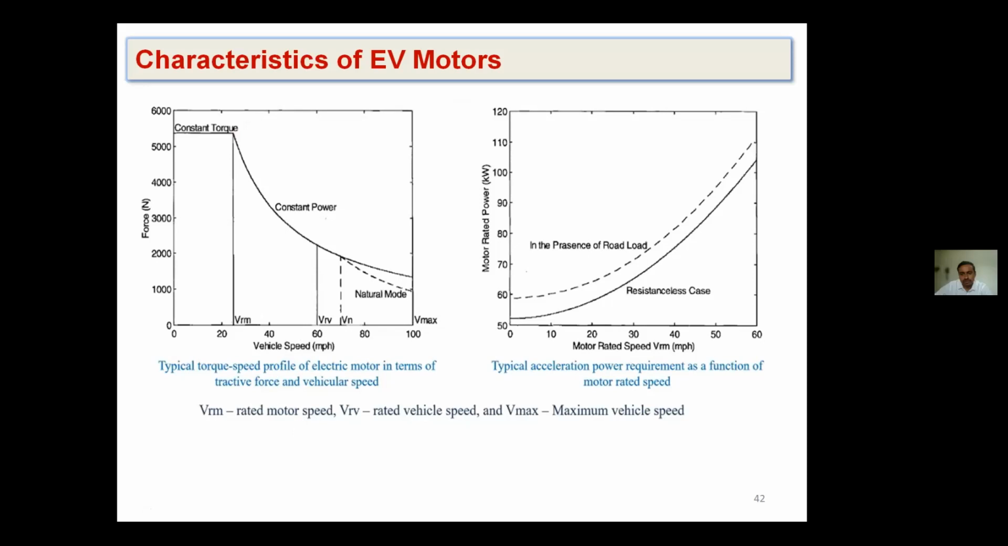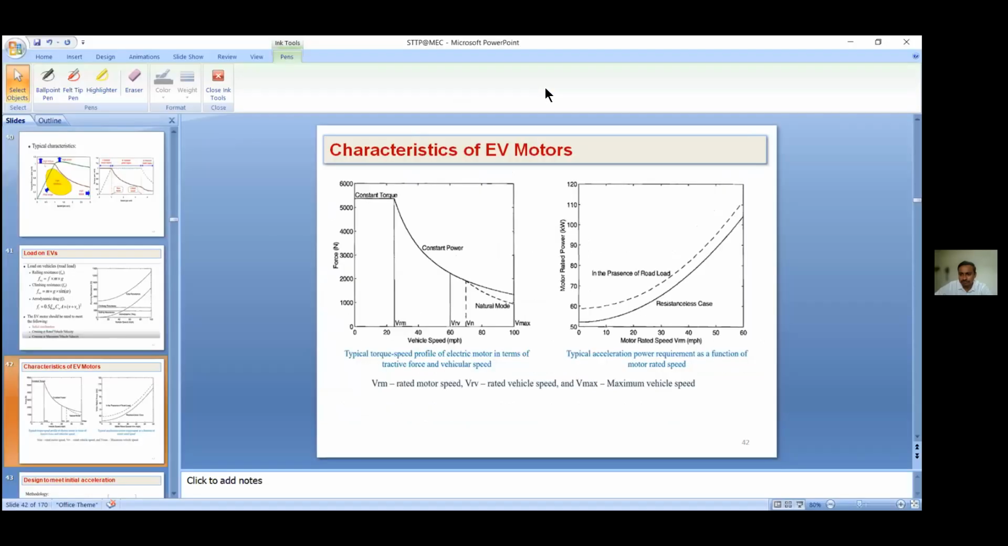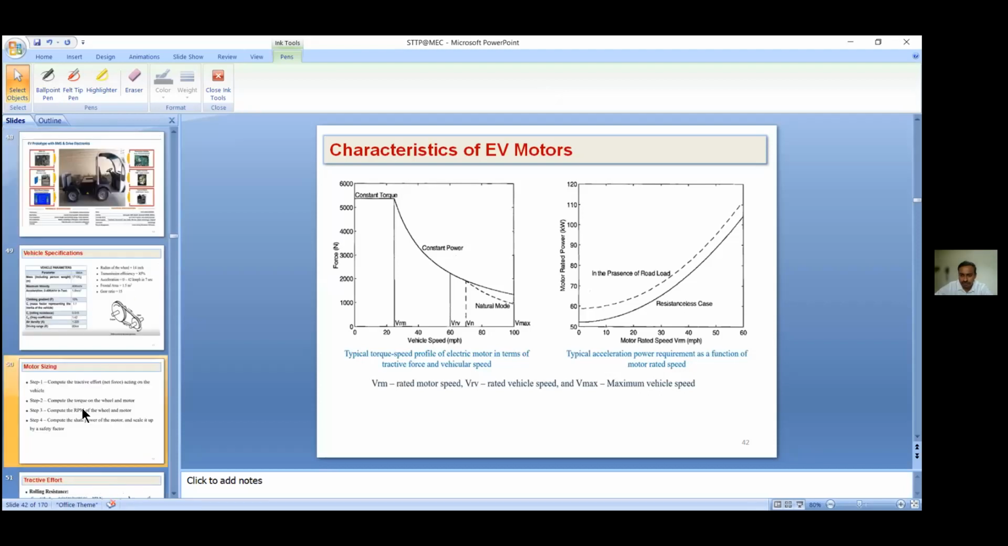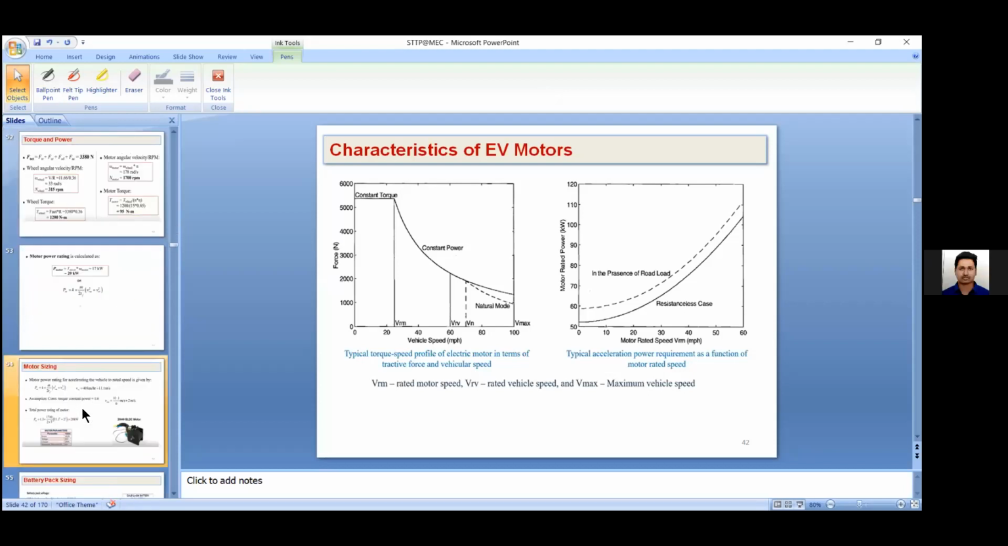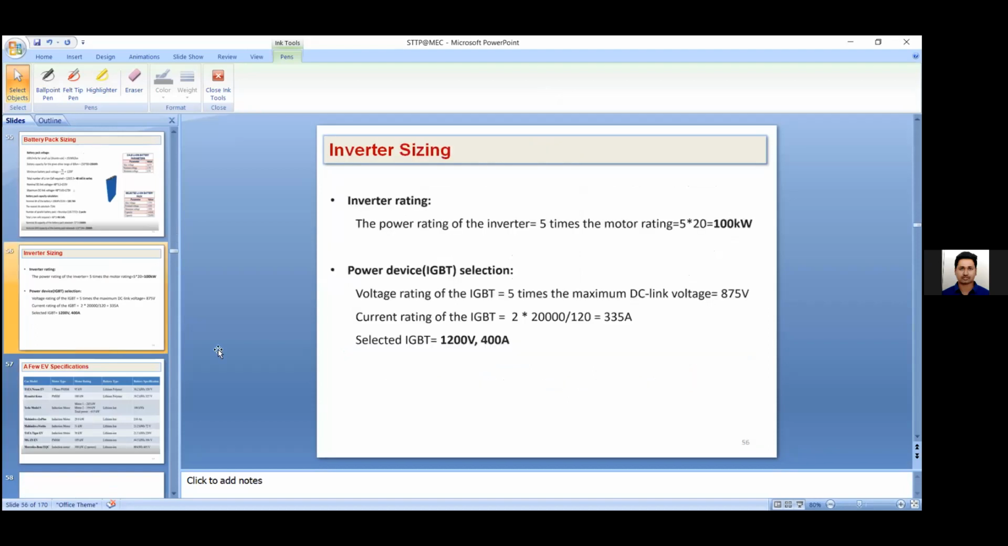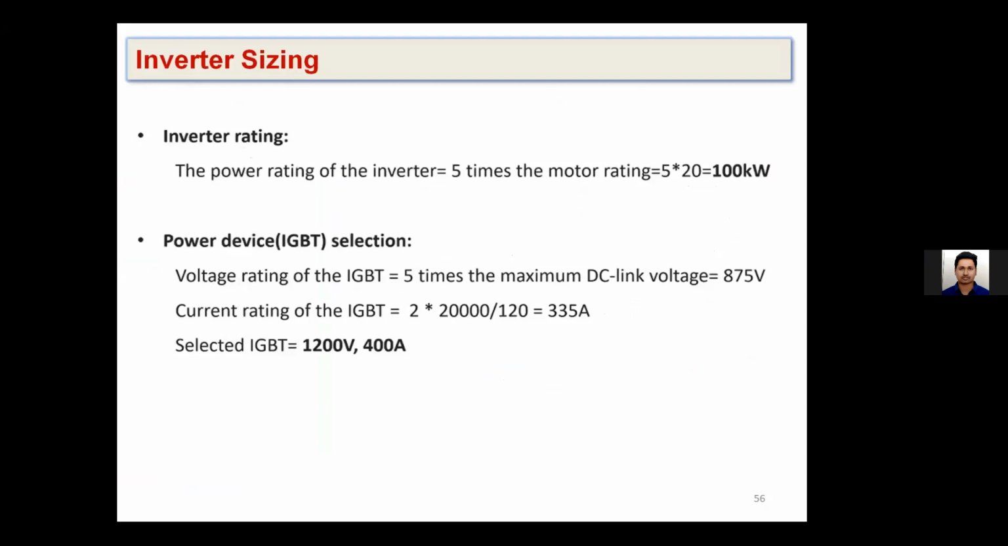The next question is, why is the power rating of the inverter 5 times the motor rating? Just for the design criteria. You might be knowing that during the starting and stopping of the motor or during any transient conditions, high current is drawn. Suppose you consider an induction motor: during its starting, a high current is drawn. That high current obviously will flow through the inverter switches.